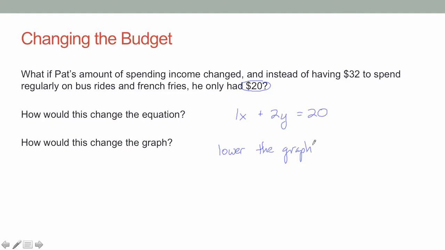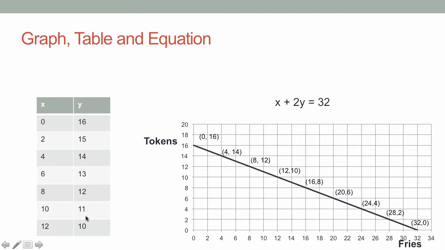Let's think back on our previous one here. If he has a maximum of $20, that means he can only spend $20 on french fries. If he only buys french fries, he can buy 20 french fries, right? 20 french fries for $1 each, that's 20 bucks. If he only buys bus tickets, he can only buy 10 bus tickets, right? 10 bus tickets at $2 each is 20 bucks. And the combination is all that in between.